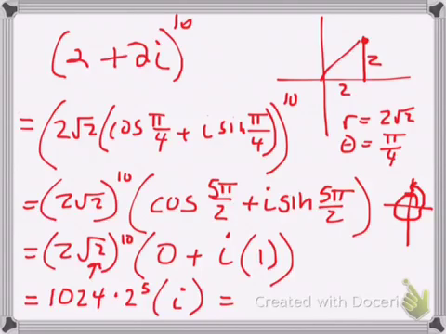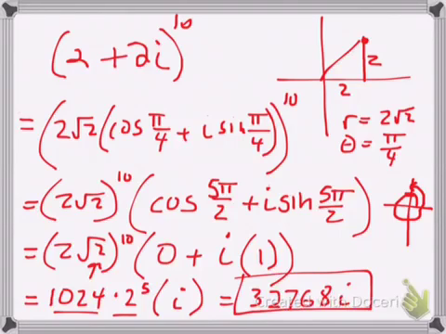What was it? 37,268 or 36,728? 32,768. But that's what you actually get if you multiply 1,024 by 2 to the 5th. It's a real time-saving device.